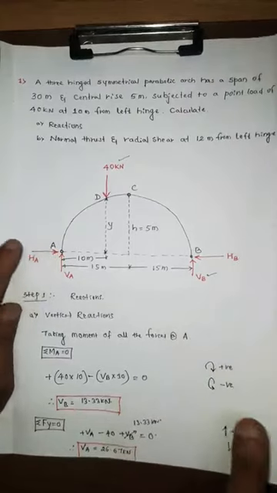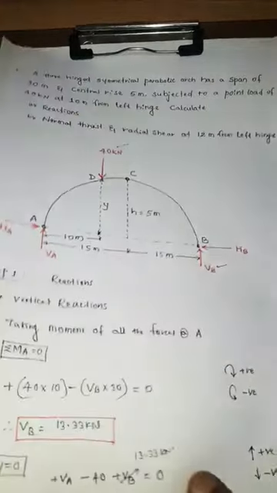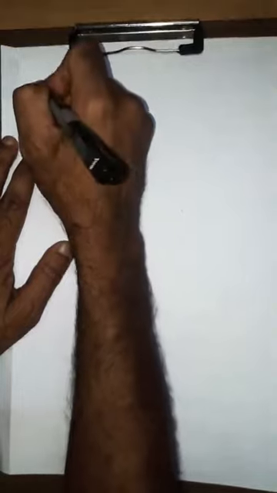Okay, now next we'll find out the horizontal reaction HA and HB. Now how to find the horizontal reactions?